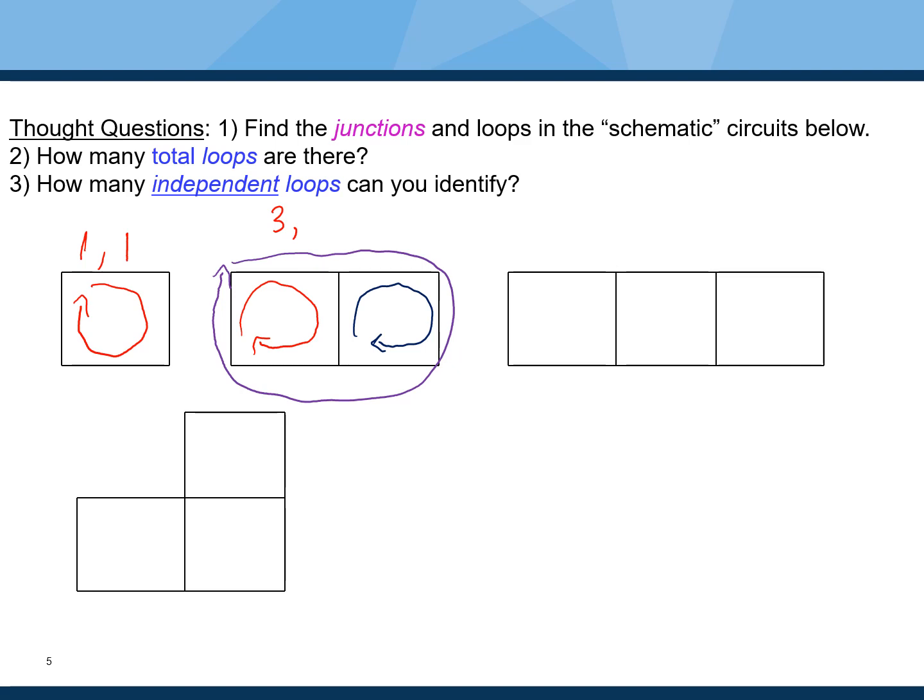However, which are the independent ones? The answer is that you could, in principle, combine the red and the blue loop to get the purple loop, and so we only have two independent loops in this circuit. Now let's focus on the figure in the top right.